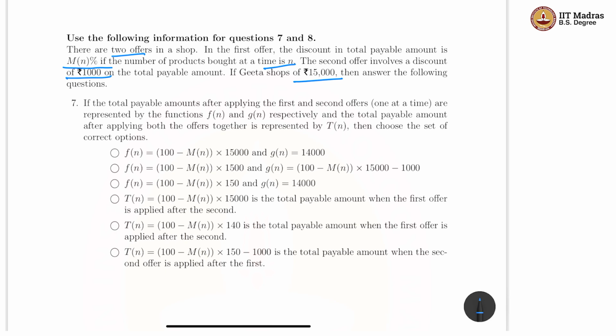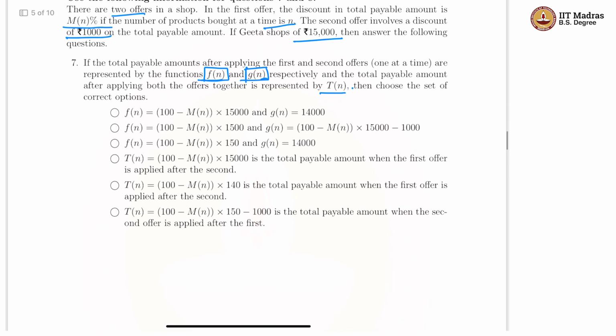Question 7 is, if the total payable amounts after applying the first and second offer are represented by FN and GN, that means FN is the amount after applying the first offer, and GN is the amount after applying the second offer. And the total payable amount after applying both offers together is represented by TN. That means first we apply the first, then we apply the second, or else we can apply the second first, then the first offer. Then it is basically TN. Then choose the set of correct options. So we have to calculate FN, GN, and TN here.